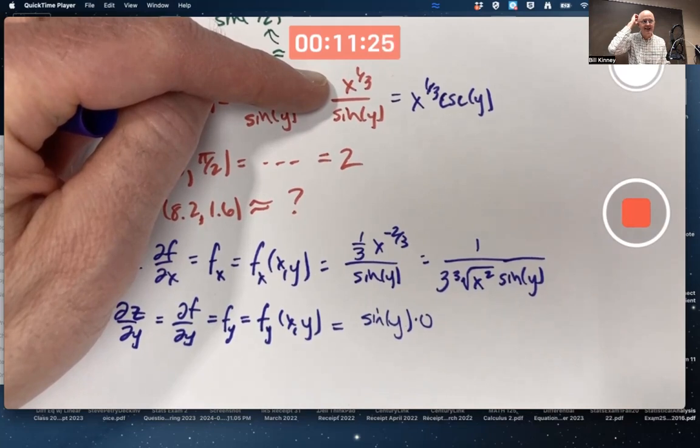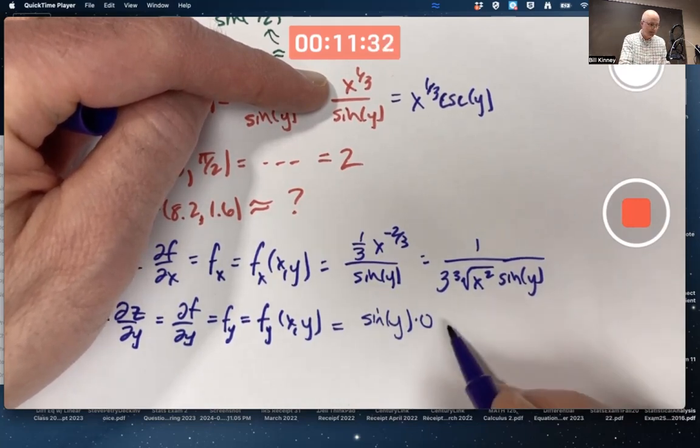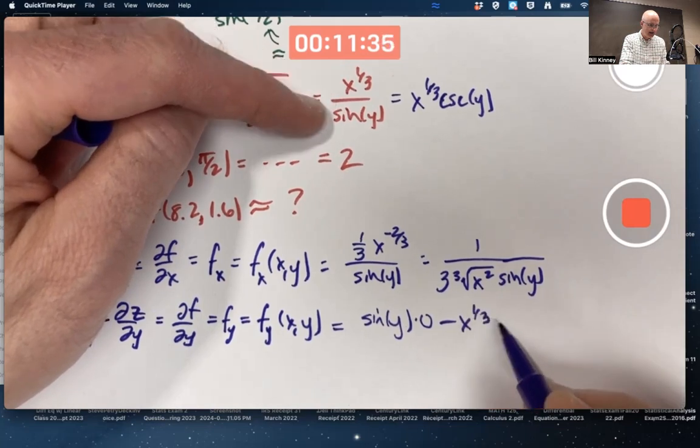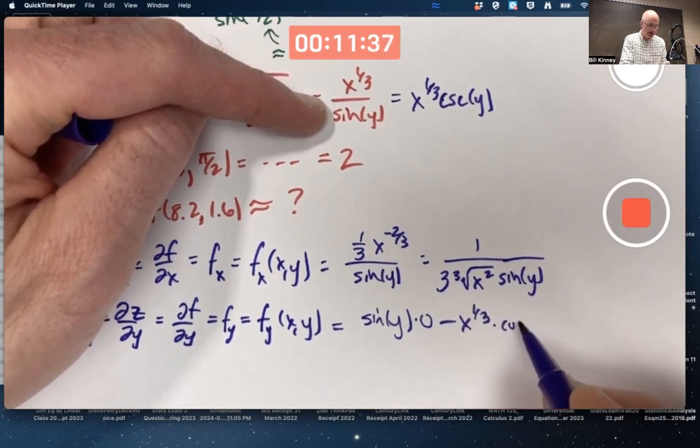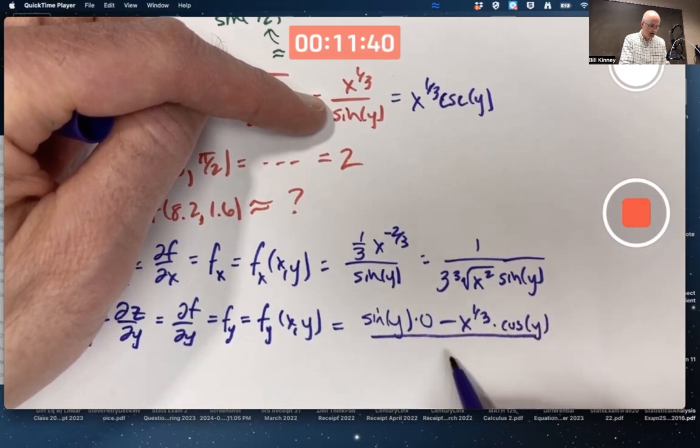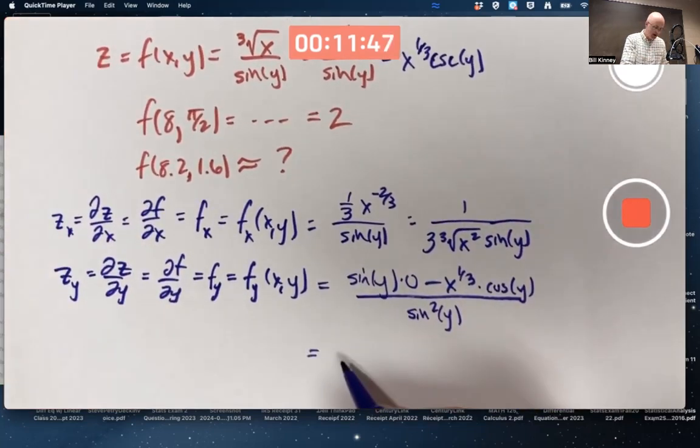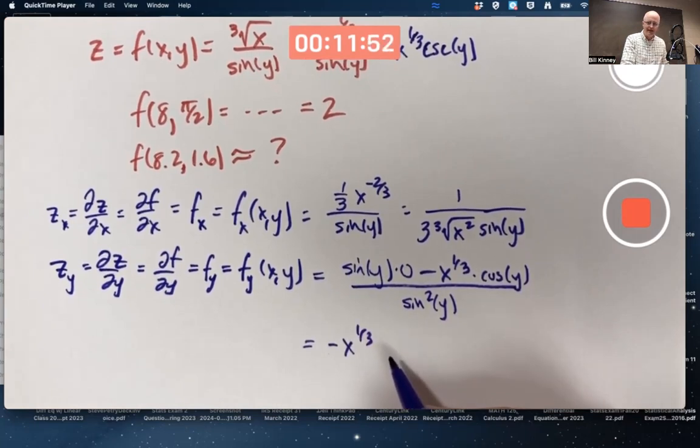I almost differentiated that to get 1/3 x to the negative 2/3, but no, I'm differentiating with respect to y. Low d high minus high d low, the derivative of sine is cosine, over the square of what's below. Yeah, you are going to get negative x to the 1/3. You could write this as cosecant y times cotangent y. Maybe it's best to write it as cosine y over sine squared y.